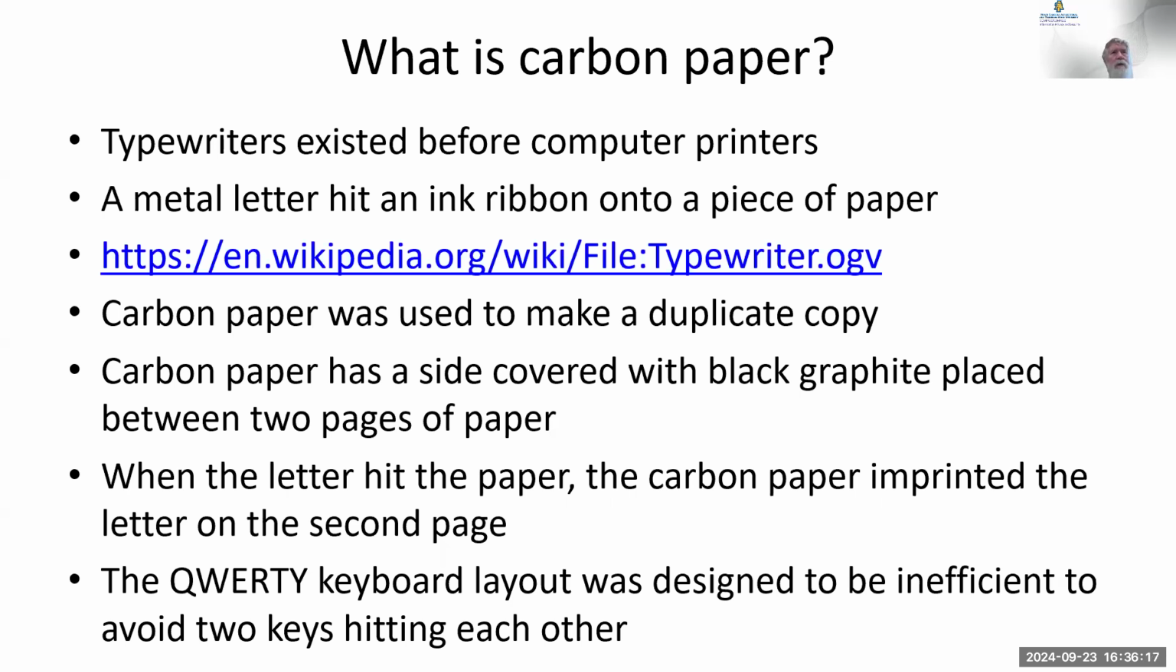Carbon paper was put between two sheets of paper, so as you're typing it, you can make two copies at once. I might point out, it's very hard to erase. Once you've typed something, you have to go back and erase both. That's what whiteout was invented for.